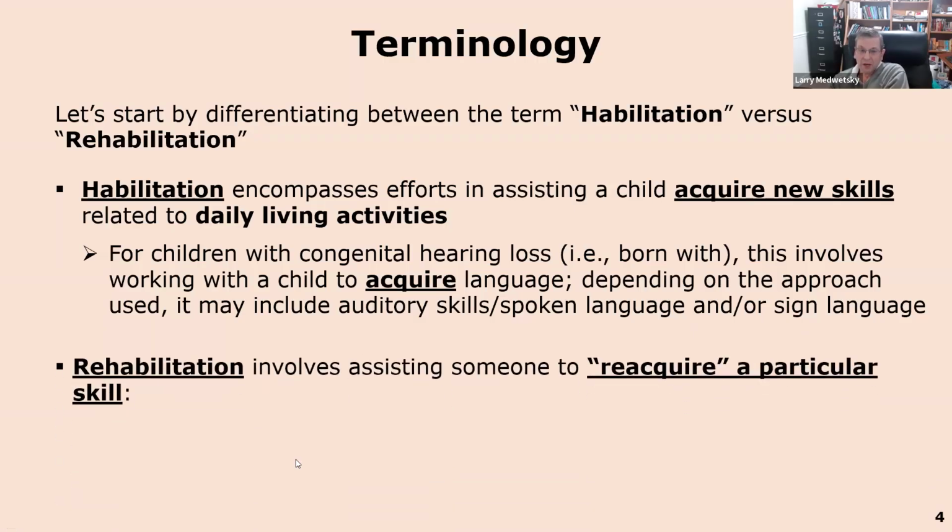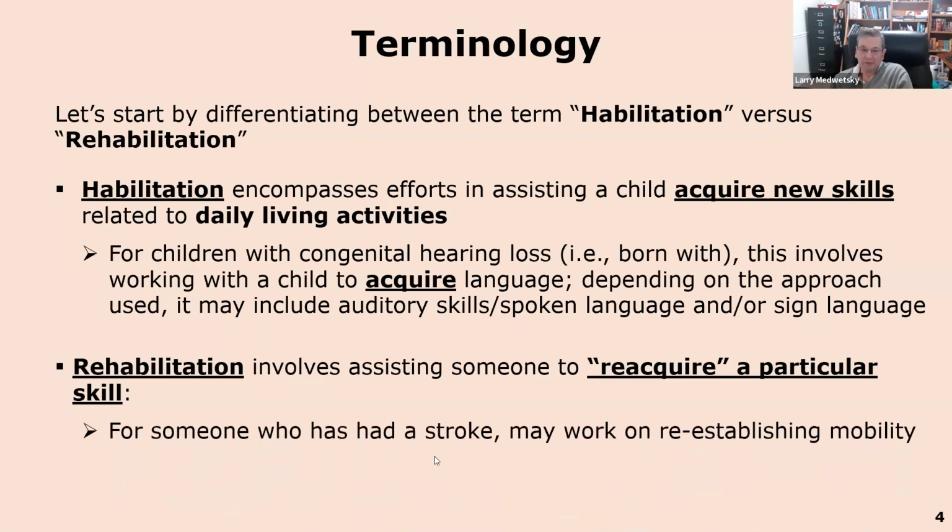Rehabilitation, on the other hand, involves assisting someone who has had a skill, but for whatever reason lost that ability and has to reacquire it. So rehabilitation is to reacquire a particular skill. So for example, if someone had a stroke, it may be like working on it if they've lost the ability to perhaps walk on one side. So the idea is to help them be able to again walk in their life as effectively as possible.